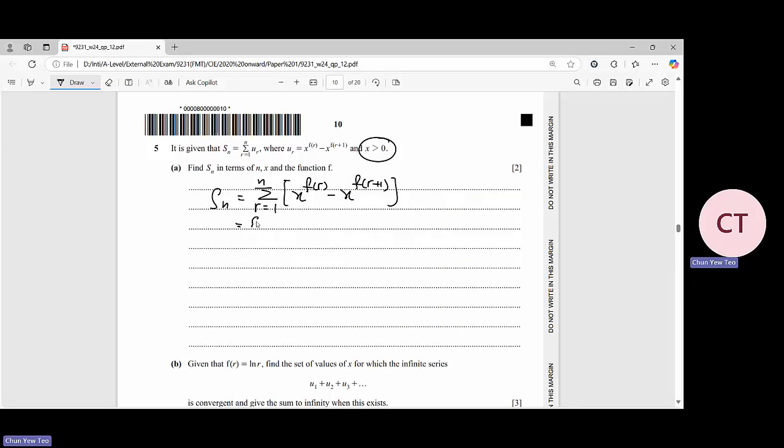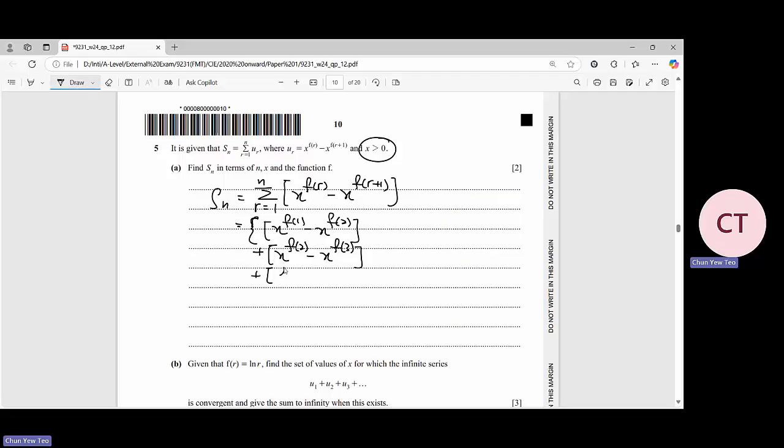It will be x^(f1) minus x^(f2), plus x^(f2) minus x^(f3). This is the case where r equals 1, this is the case where r equals 2, and we want to continue with r equal to 3 until r equal to n. This is what we're planning to do. However, this one you don't need to write down. I will erase this, so you just understand what I am planning to do.